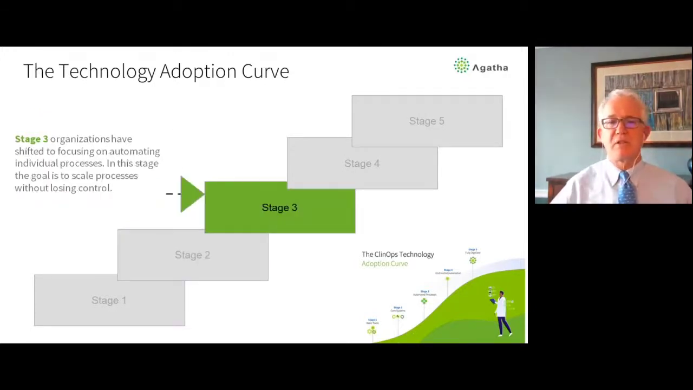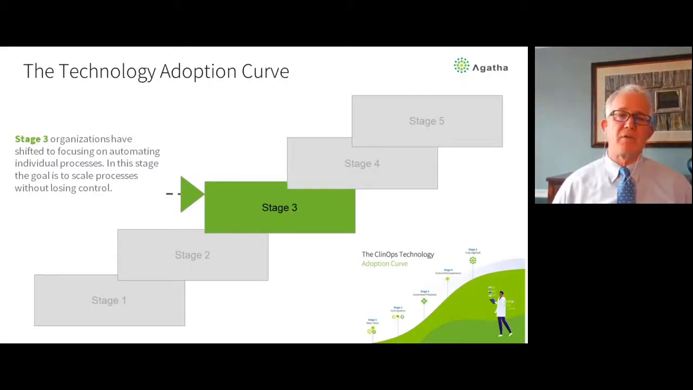So what does stage 3 look like? Stage 3 starts to go from a focus on storage and tracking to a focus specifically on process. So stage 3 organizations have shifted from focusing on a specific unit process, like trial master file management, and are starting to focus on the processes, not just the storage. So I think of this as process automation. It still tends to be on a unit basis, not a lot of integration.